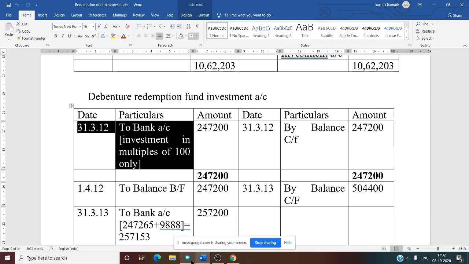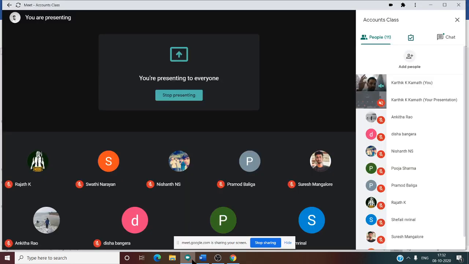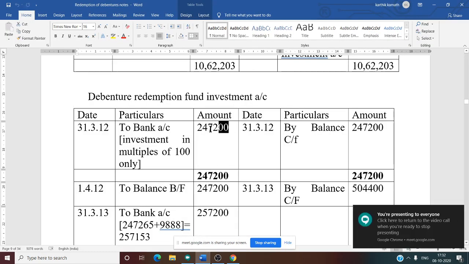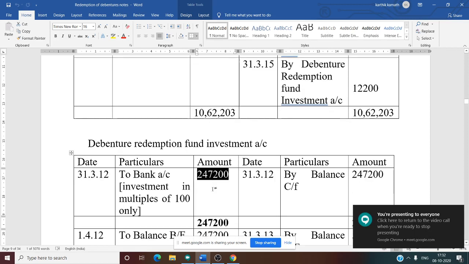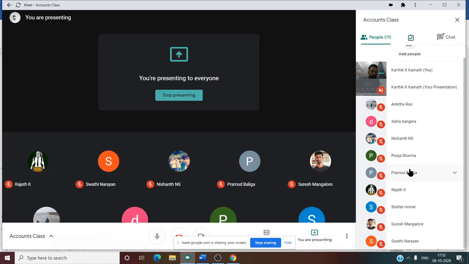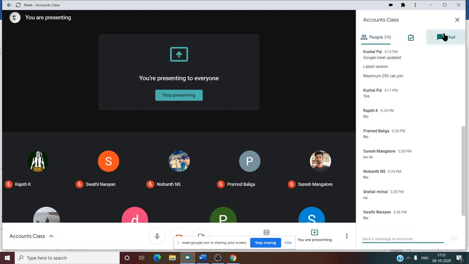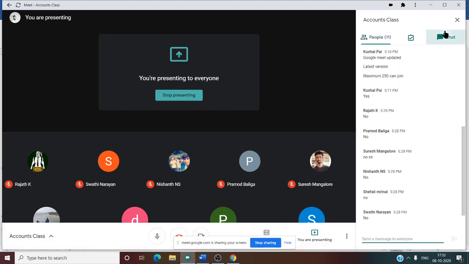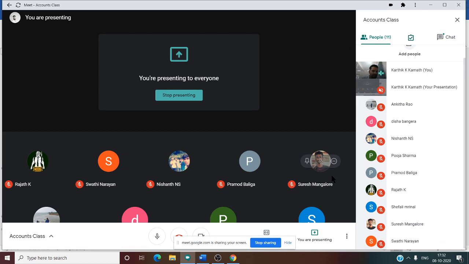Now there is one condition given in the question. What is that? Investment is to be made in multiples of 100 only. So how did we get 2,47,200? What is the appropriation amount in this problem? Please comment in the chat box. What is the appropriation amount we need to set aside every year in this problem? We have discussed this in working note number 1. What is the total? Anyone? Comment in the chat box. What is the appropriation amount we got in working note number 1?